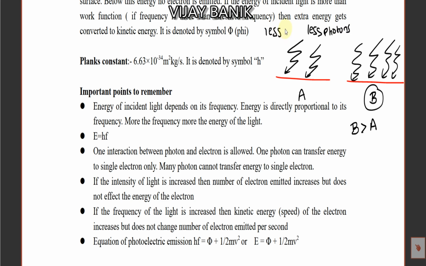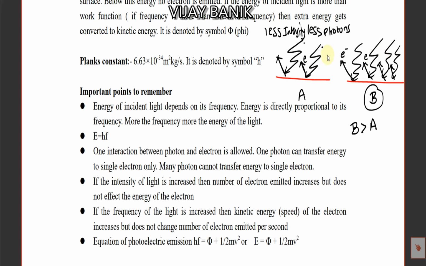If your intensity is less, number of photons are also less. So in this particular case, if emission is taking place, there will be only 2 electrons emitted, because you see number 1 photon, number 2 photon, so 2 electrons are getting emitted. But in this case, if emission is taking place, 4 electrons will get ejected. Understood? Okay, so 4 electrons are there.